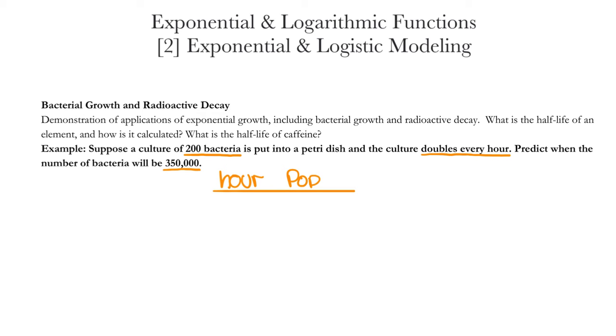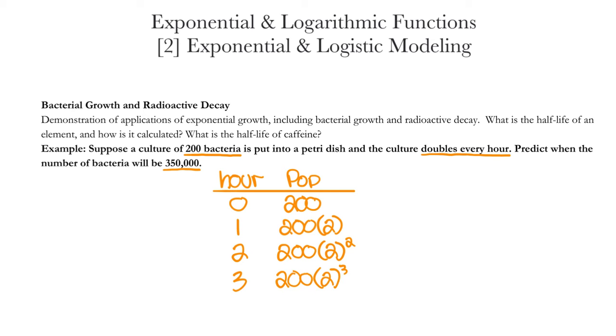I'm interested in what the population is at time equals 0, 1, 2, and 3, just to see how quickly the population grows. At time equals 0, the population was 200. That was given. By the time 1 hour passes, the population doubles, so 200 times 2. By the second hour, it doubles again, 200 times 2 times 2. And then by the third hour, the population doubles 3 times, 200 times 2 times 2 times 2.